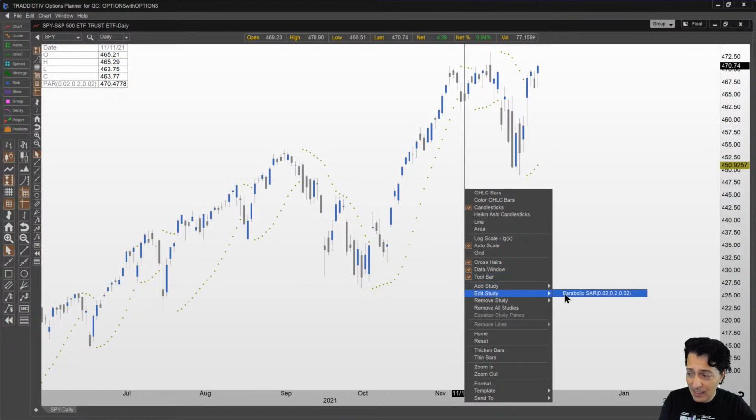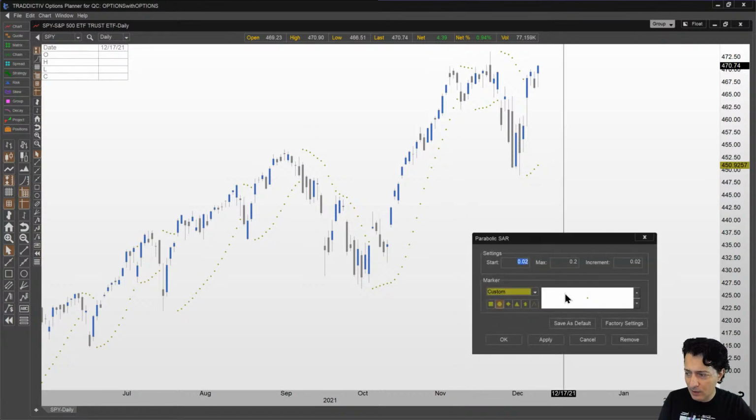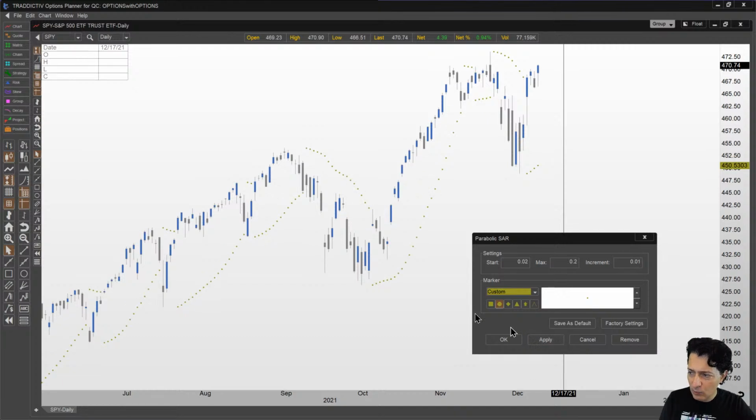So going back to settings, if I use Parabolic SAR and I was, for example, to use an increment of 0.01 instead of 0.02, and I click apply, notice what happens. Everything becomes a bit more generous and relaxed, and you get a little bit more space between price and the dots, which potentially allows for fewer situations where you get stopped out and then the market continues, but you're not on board. So that could be an advantage if I make it a bit smaller.